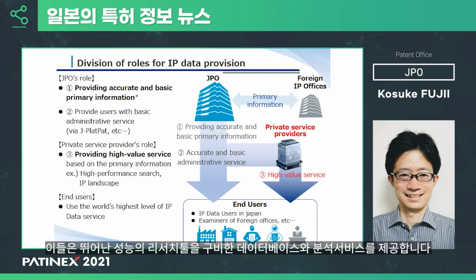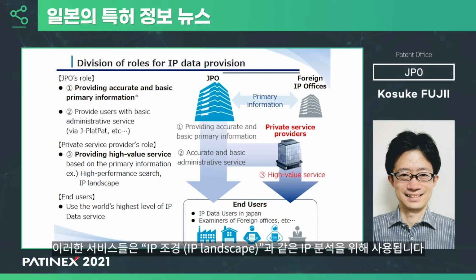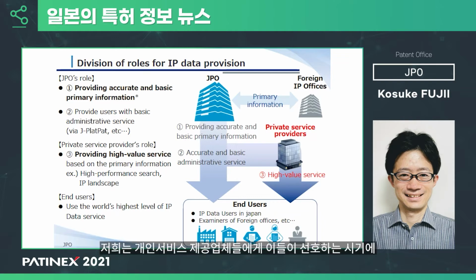They provide a database with high-performance research tools and analytic services. The services are used for IP analysis such as IP landscape. The JPO has a task to provide bulk data of primary information to these private service providers on preferable timing. The JPO is striving to enhance the primary information and improve provision services for you.